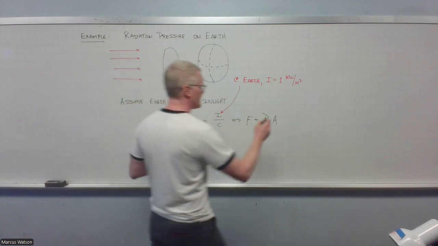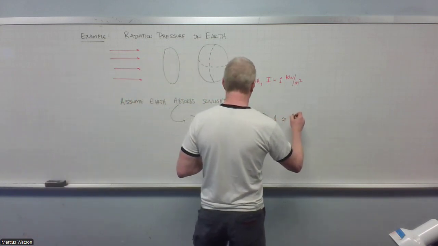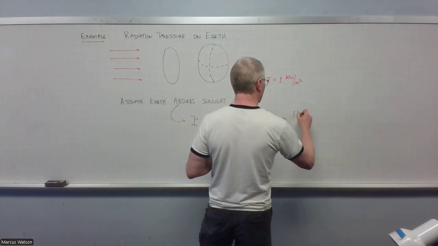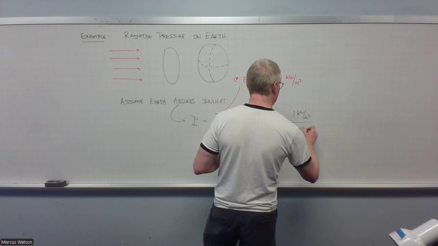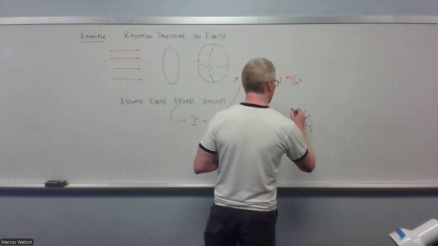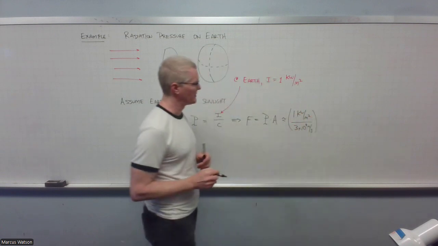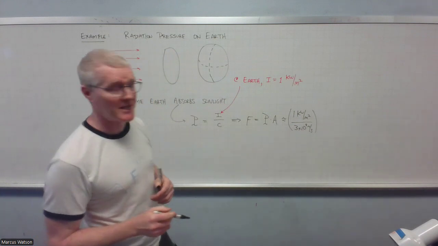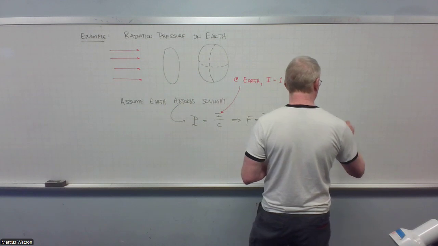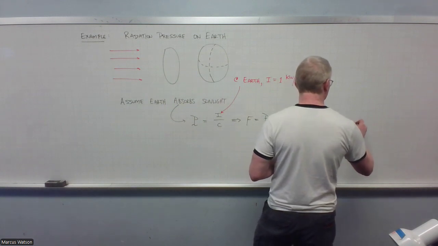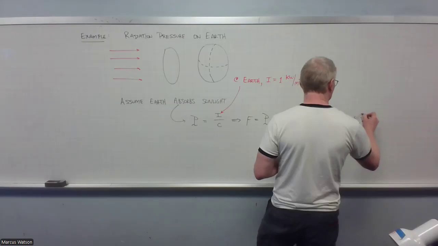So let's just say it's approximately going to be the pressure, which is 1 kilowatt per square meter, divided by 3 times 10 to the 8 meters per second. Okay, so that'll be the radiation pressure. We're going to multiply that by the cross-sectional area of Earth, which is approximately pi times, say, it's about 6 times 10 to the 6th meters, that's going to be squared.